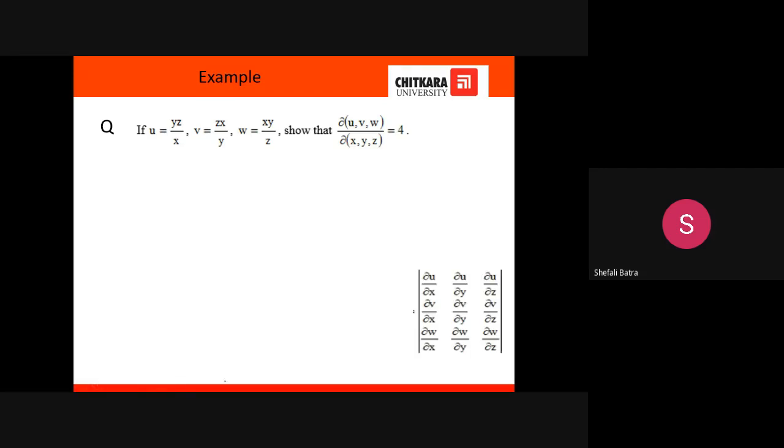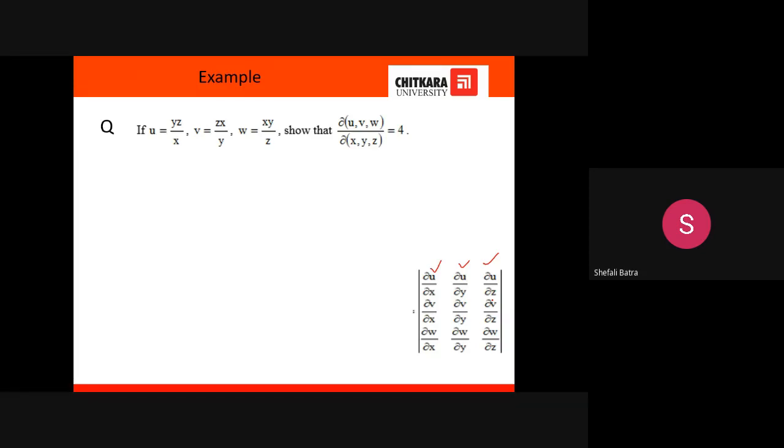So this is the definition. You need ux, uy, uz, vx, vy, vz, wx, wy, wz. So find out ux, uy, uz. Hurry up. Just take 1 minute. Tell me ux.